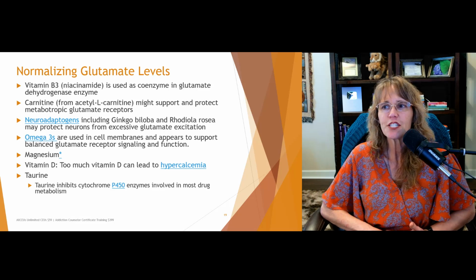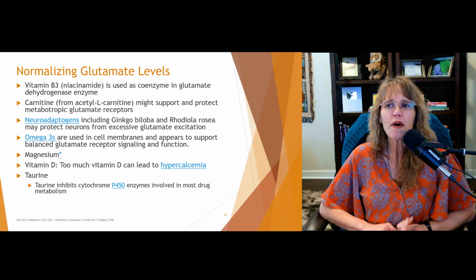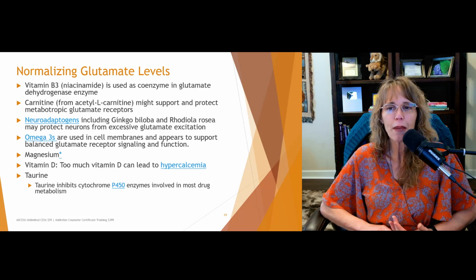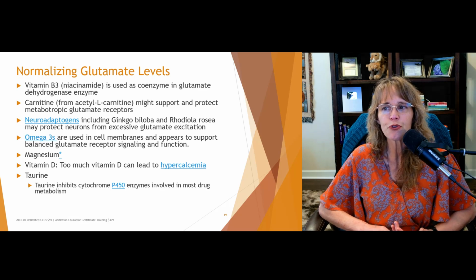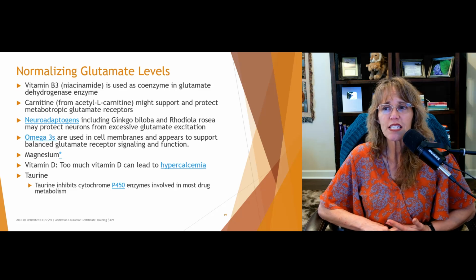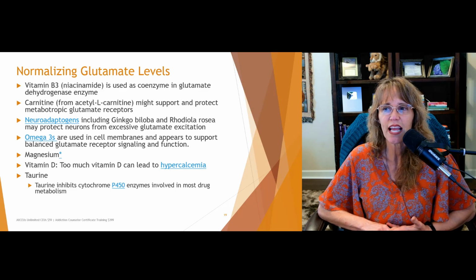Carnitine may support and protect glutamate receptors. Neuroadaptogens, including ginkgo and rhodiola rosea, may protect neurons from excessive glutamate excitation. Omega-3s are used in cell membranes and appear to support balanced glutamate receptor signaling and functioning.